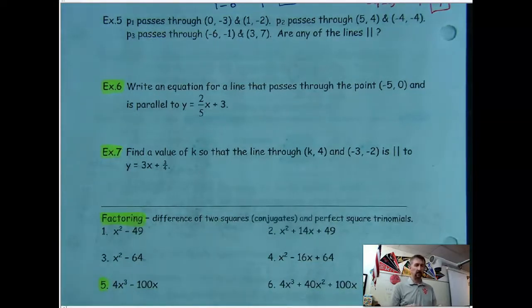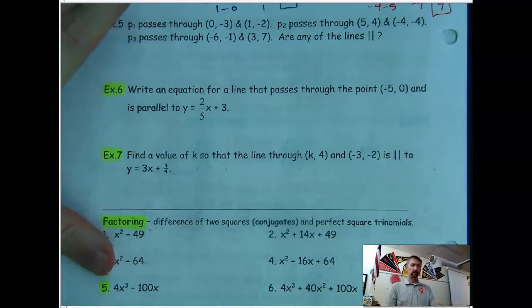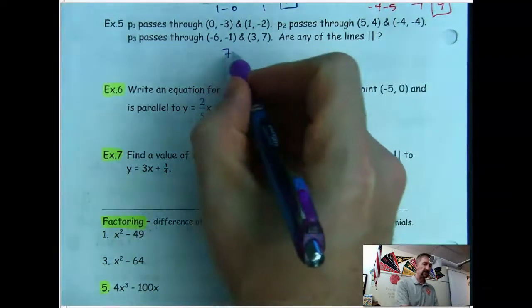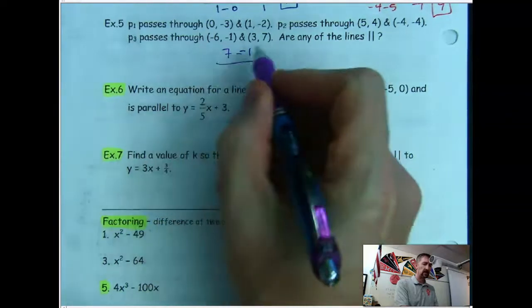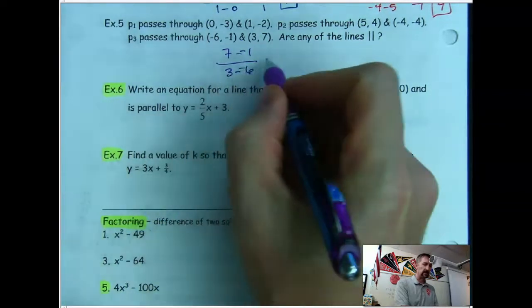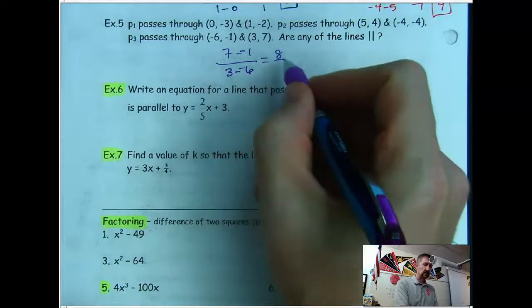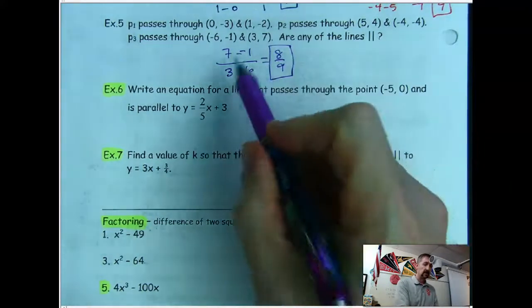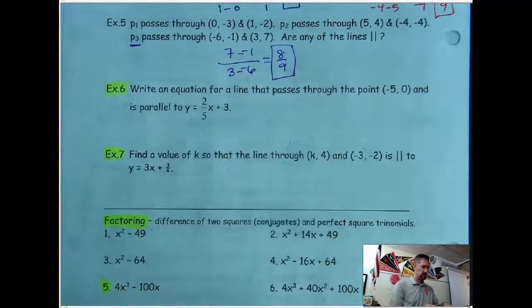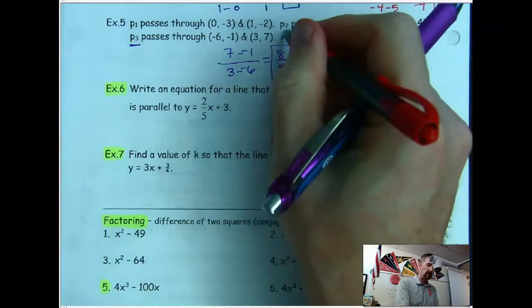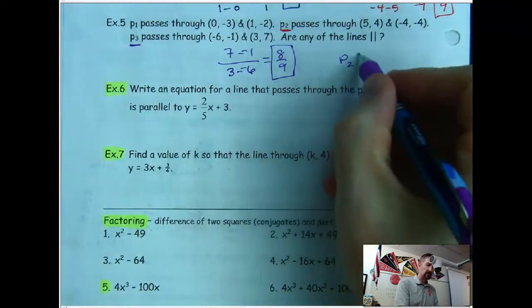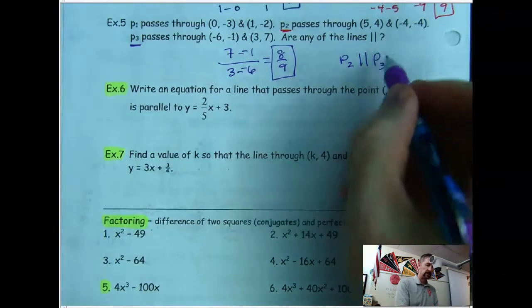All right. So let's try this last one here. That's going to be 7 minus negative 1 over 3 minus negative 6. That's going to be 8 over 9. Okay, so P3 and P2 have the same slopes. So P2 is parallel to P3.